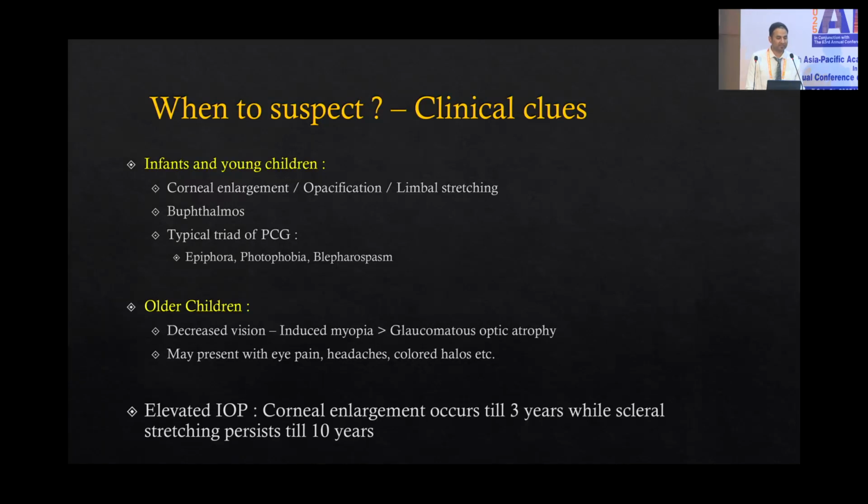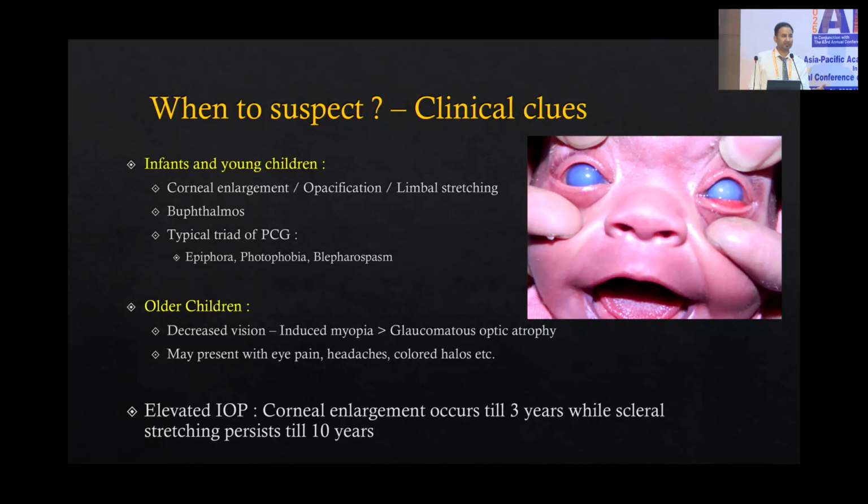If any infant or young child is there, look for corneal enlargement. Many times we see patients who have large eyes and parents are happy, but large eyes are not always good. So we need to suspect buphthalmos. If there is epiphora, photophobia, blepharospasm, the triad of primary congenital glaucoma, we need to suspect it. Older children present with decreased vision, induced progressive myopia, and maybe glaucomatous optic atrophy, and may present with eye pain, headache, or color halos. With elevated IOP, corneal enlargement occurs till 3 years, while scleral stretching may persist till 10 years. So axial length may grow till 10 years, but in a child less than 3 years old, we will see corneal enlargement as well.